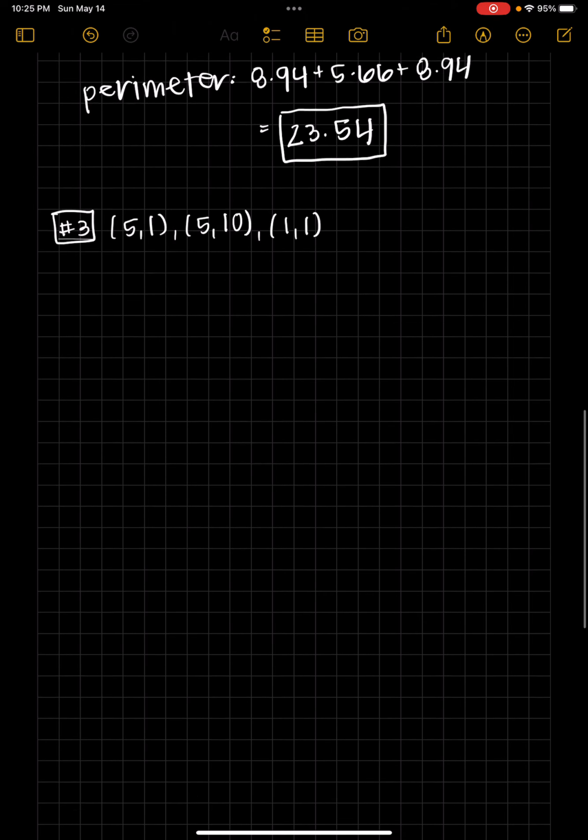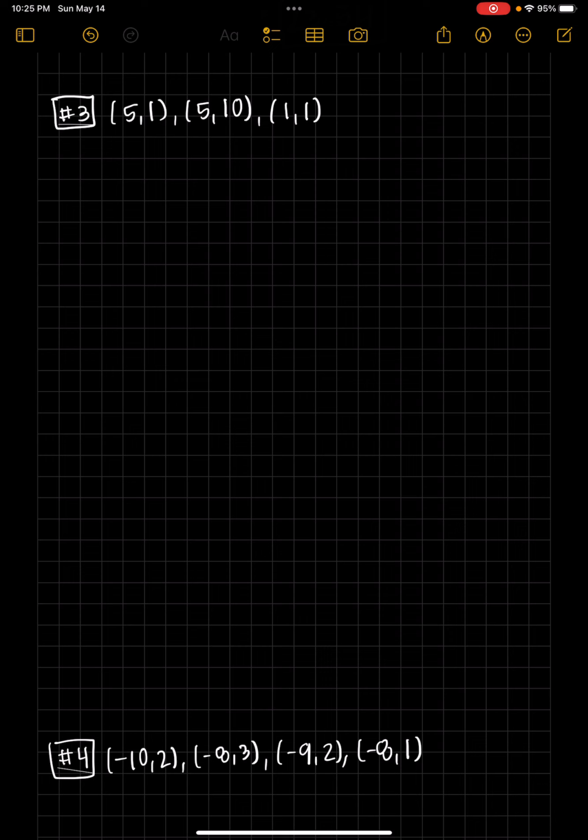Now for the next 2 examples, we're going to find areas. So still the same setup. We're going to first graph these. So 5,1 would be about right here. I'm going to label it A. Then 5,10, we're going to call B. And then 1,1, we're going to call C.